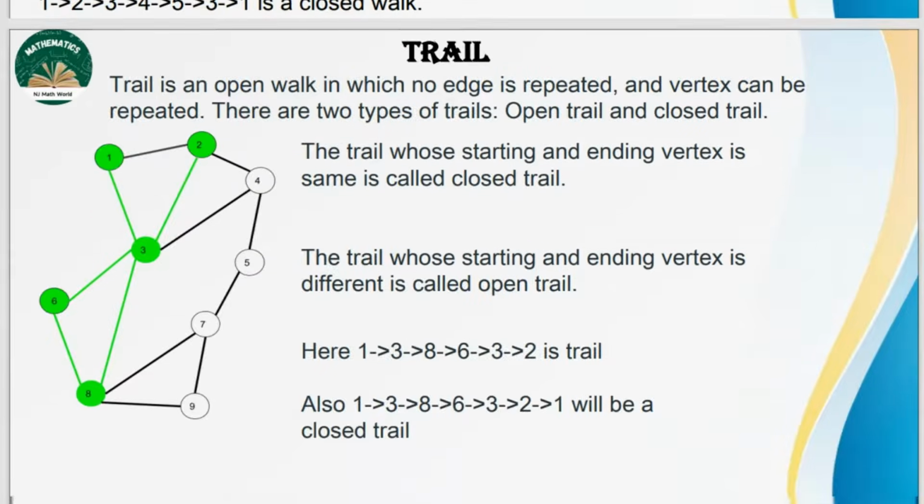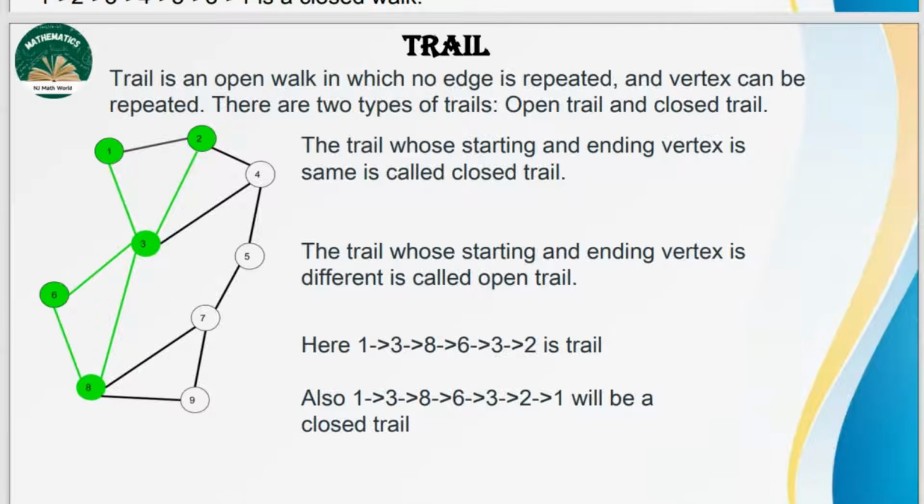The next one is called a trail. What is meant by a trail? A trail is an open walk in which no edge is repeated. The edge should not repeat. We should not go through the same edge, but a vertex can be repeated. We can repeat the points, but lines should not be repeated.